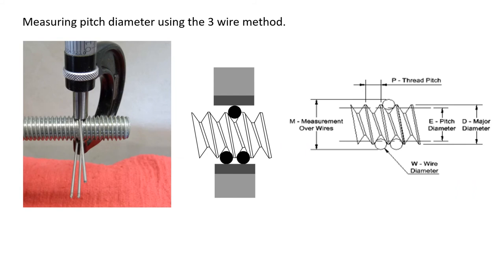If you don't have a screw thread micrometer, another method of measuring thread depth is with the three wire method, using standard wires and a standard micrometer. A measurement is taken from the outside of the wires. Once the measurement has been taken, a simple formula is applied and the result is checked against a thread lookup table.